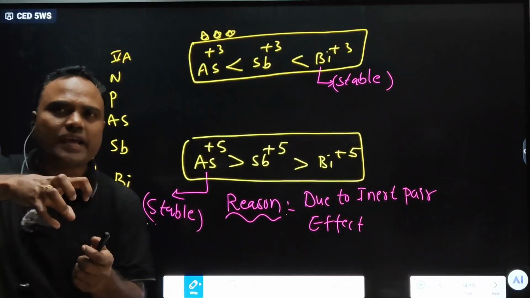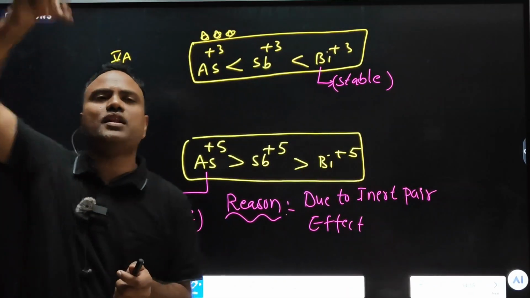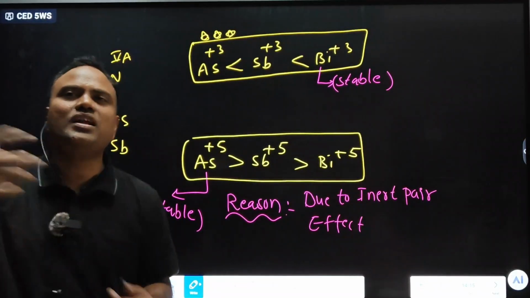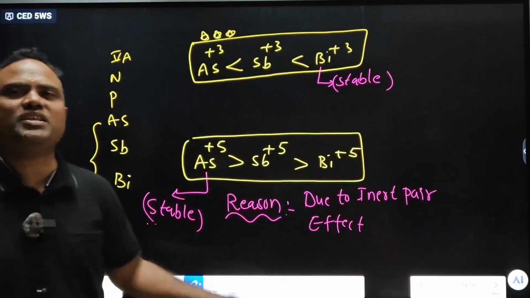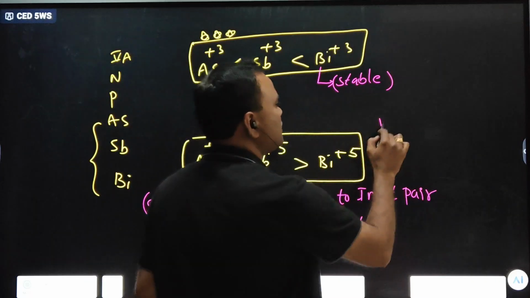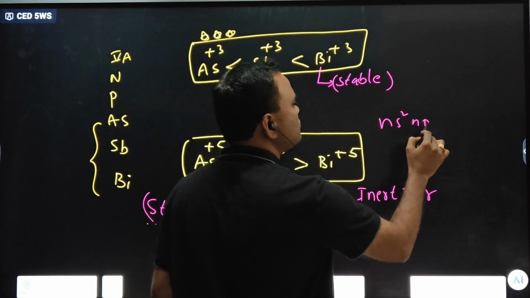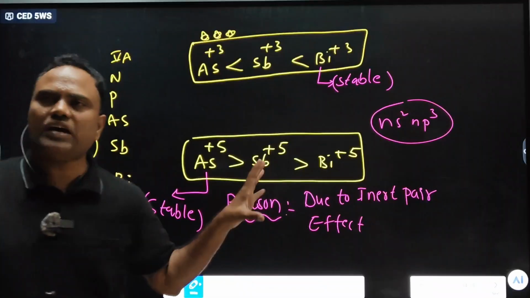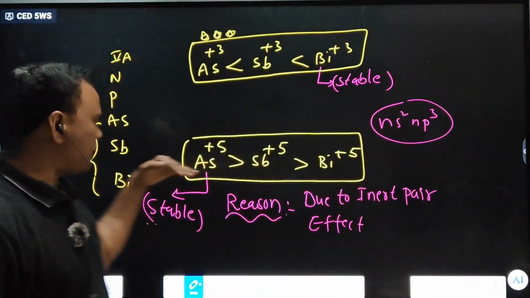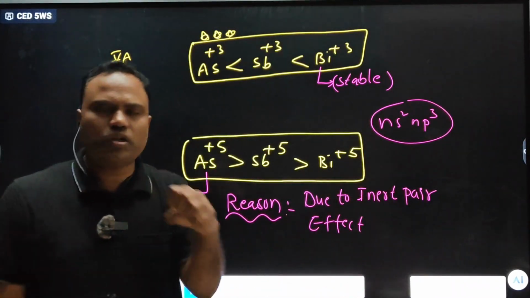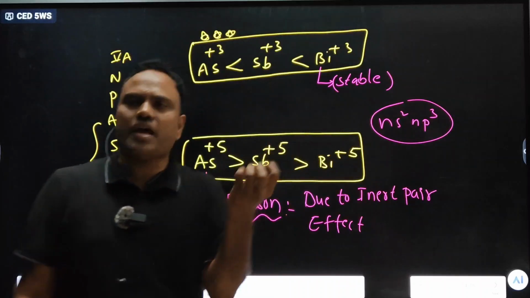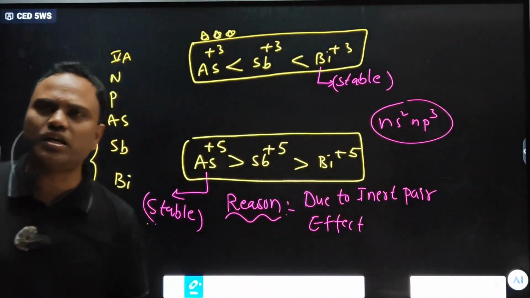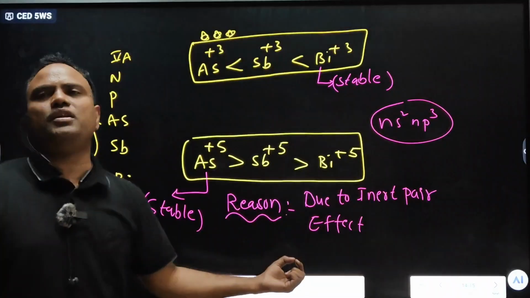So the nucleus tightly holds the outer s electrons, so s electrons will not come out. If s electrons will not come out, how do they form plus 5? Are you getting it? What is the general form? ns2 np3. What I am saying is, due to poor shielding of f orbitals in the heavier elements, the nucleus holds these s electrons tightly, so removal of these s electrons is difficult. That is called the inert pair effect.